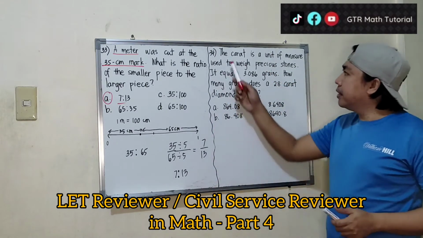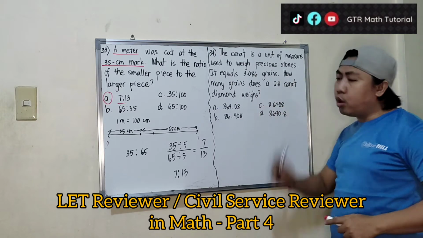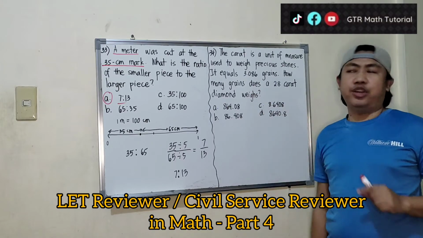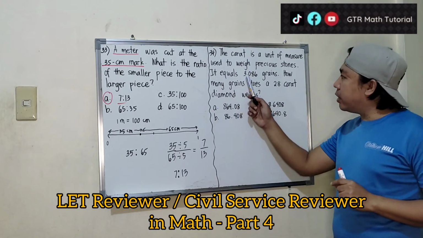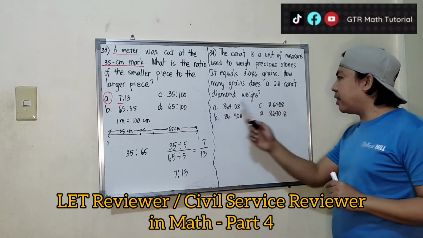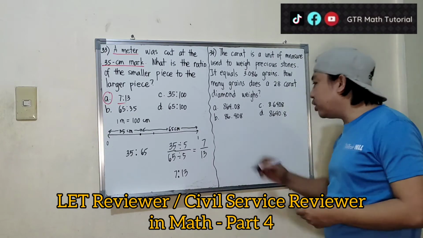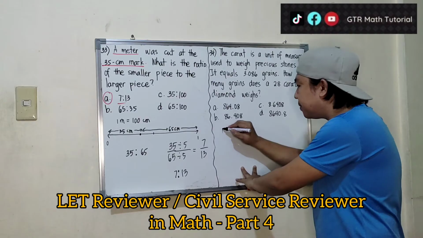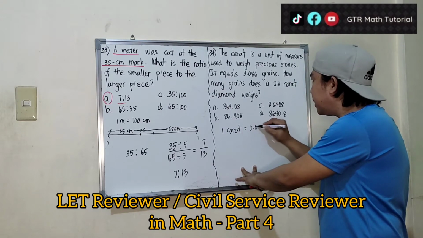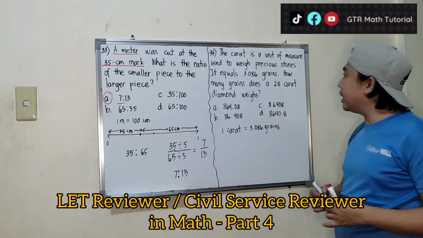Next, number 34. The carat is a unit of measure used to weigh precious stones. So it equals 3.086 grains. So yun yung conversion natin. 1 carat equals 3.086 grains. So how many grains does a 2.8 carat diamond weigh? So yan, napakasimple lang. So ang conversion daw natin, 1 carat equals 3.086 grains. So i-convert lang daw natin.